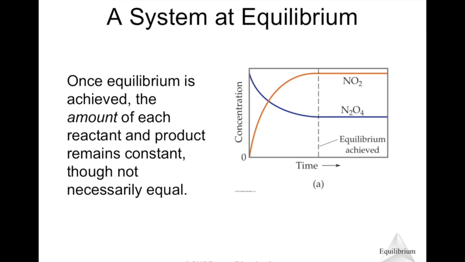And also, the amount of the reactant and product at the end will remain constant, though not necessarily equal. So you see that in this reaction here, we're starting out with all N2O4, and as that decreases in concentration, your NO2 is increasing until you get your equilibrium point. And now this is staying constant. They're not equal. The lines are not the same concentration at all, but they're flat because they're staying constant.